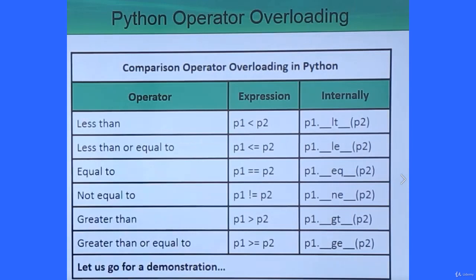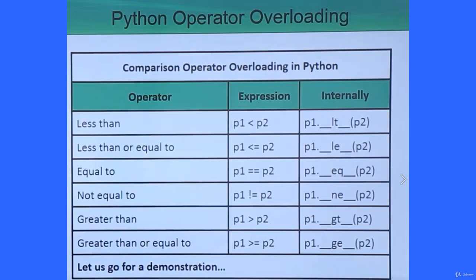So here we have less than. Here we have comparison operator overloading in Python. Previously we had the operator overloading special functions in Python. Now if you consider the comparison operators, that is less than, equal to, double equal to, not equal to, greater than or equal to, less than or equal to and so on. So these are the operators, these are the expressions, and internally which function is getting called, we have listed in the third column.